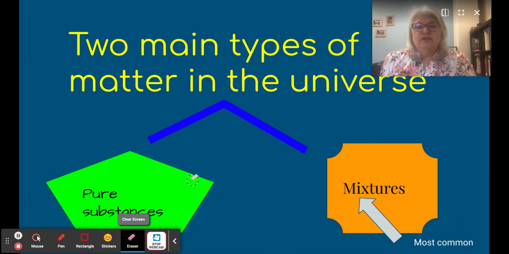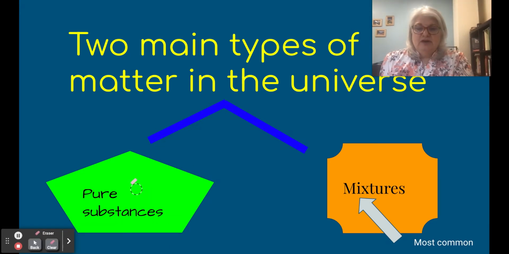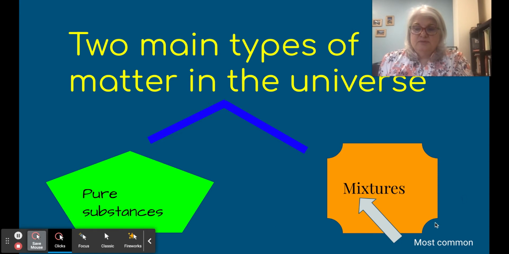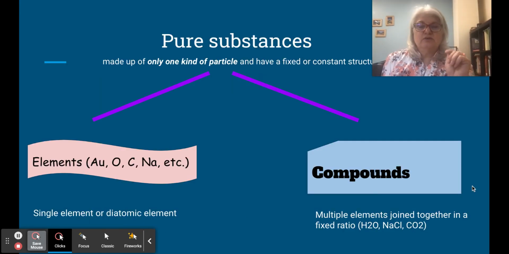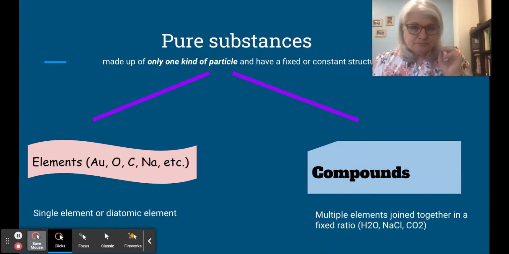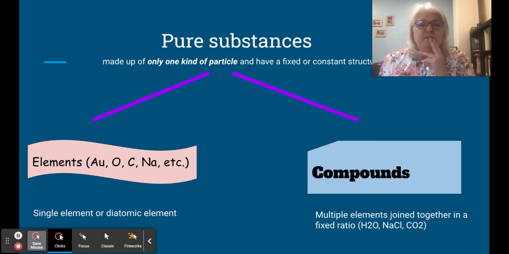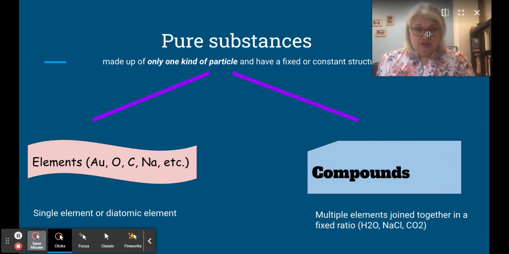All right, so there are two types in the universe. There are pure substances and there are mixtures. Now, in our world, mixtures are probably the most common. Pure substances aren't quite as common as mixtures. So let's take a look at those. Let's start with pure substances. A pure substance is made up of only one kind of particle. They have a fixed or constant structure.